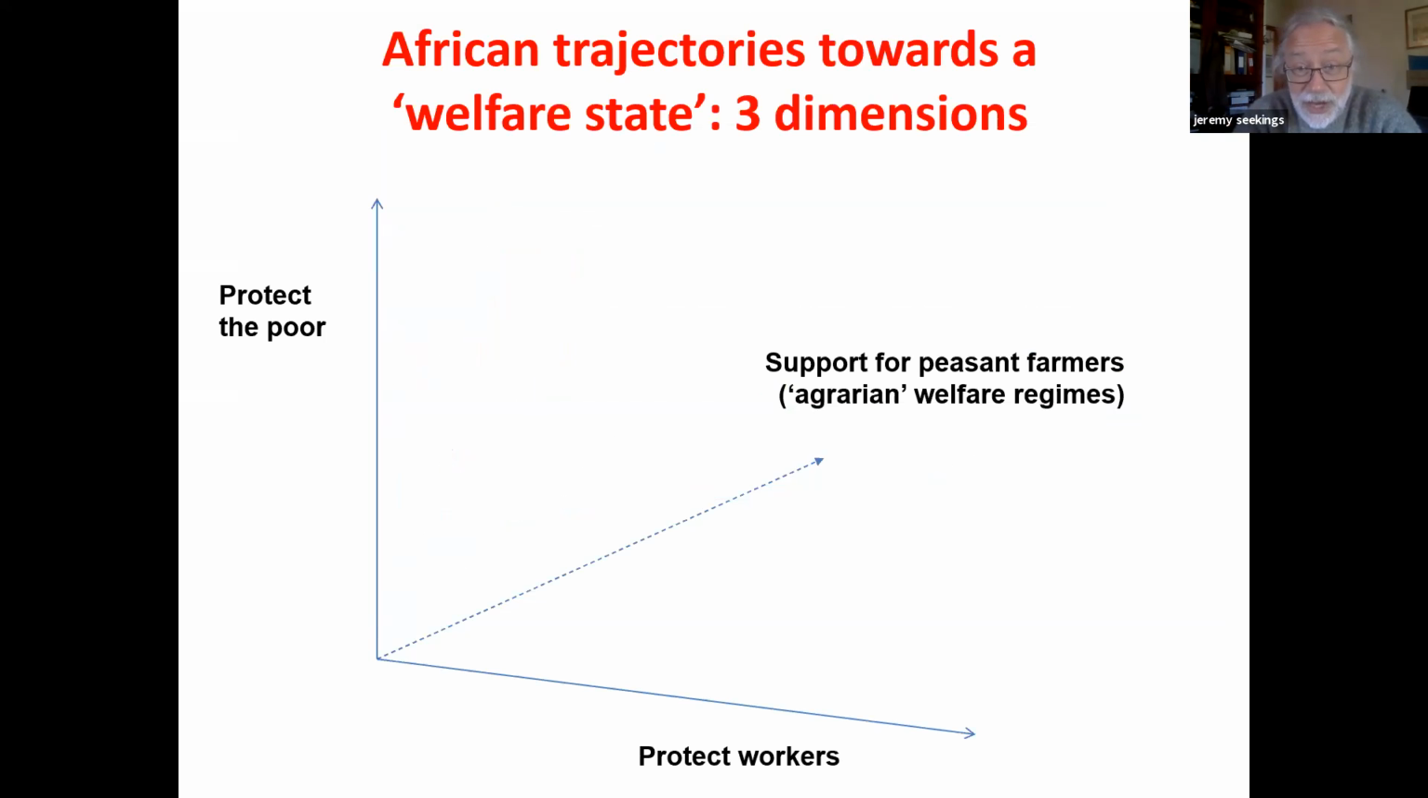So in the African case, the real variation in how welfare regimes are developed is along the vertical axis on this slide and the axis that's going into the screen away from us, and not the axis going down towards protecting workers.